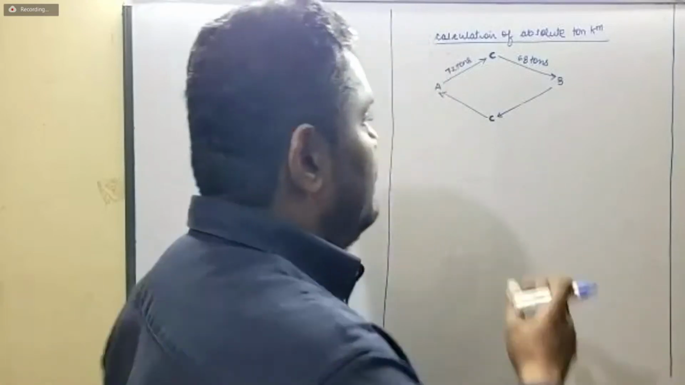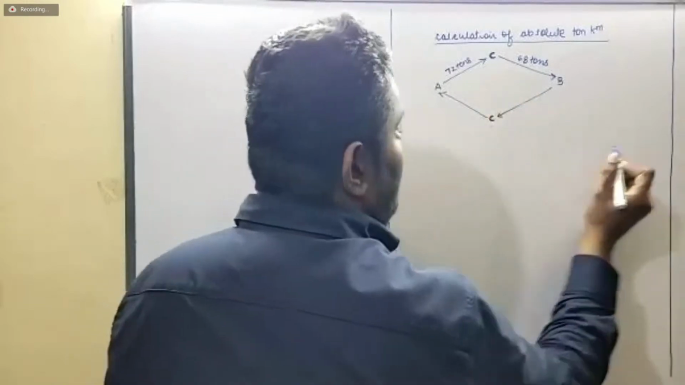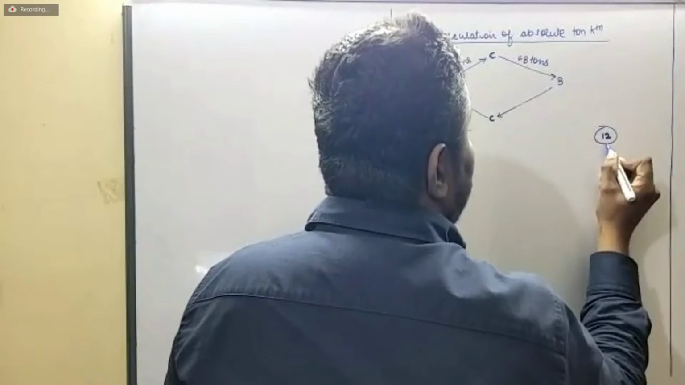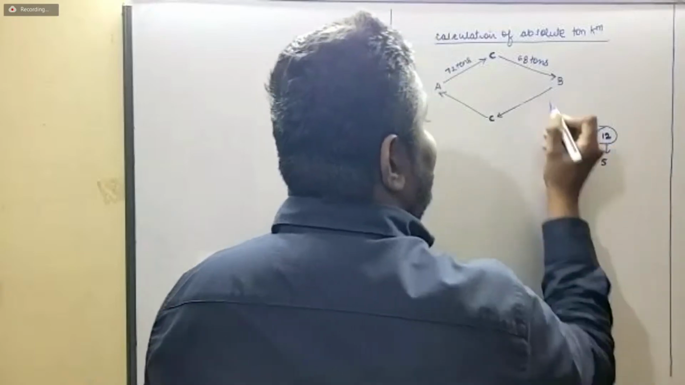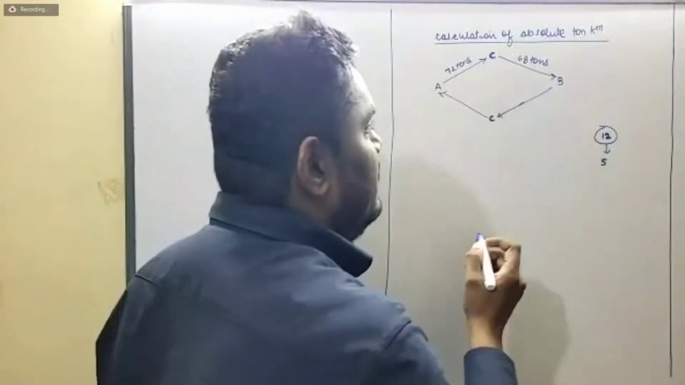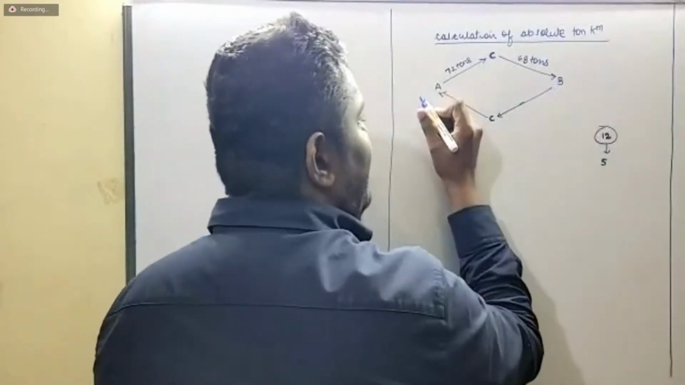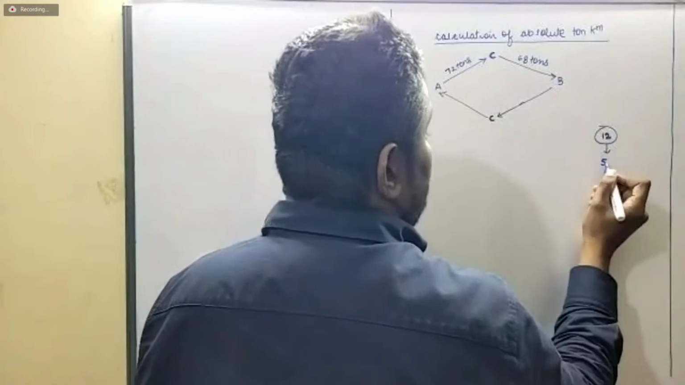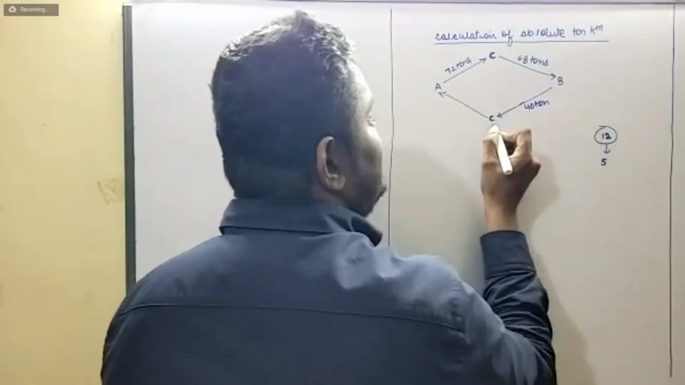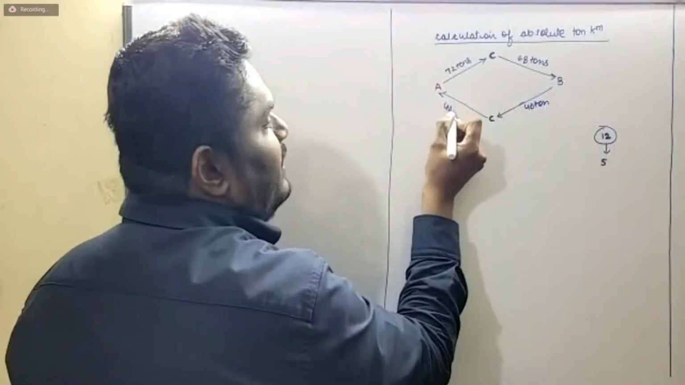Now in the return journey, the truck carried a load of 8 tons for 5 times. So out of the total 12 trips, in 5 trips they carried a load of 8 tons, that is above their capacity. So from B to A, total 40 tons were transported, that is 5 into 8. So 40 tons from B to C, and C to A also 40 tons.